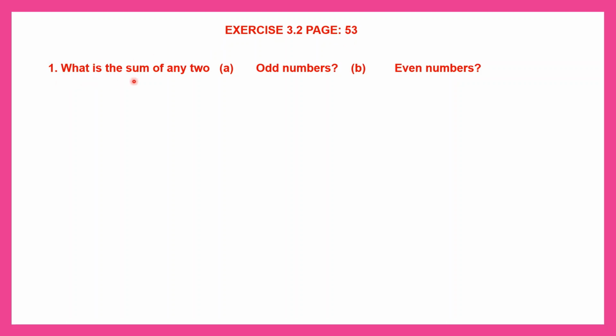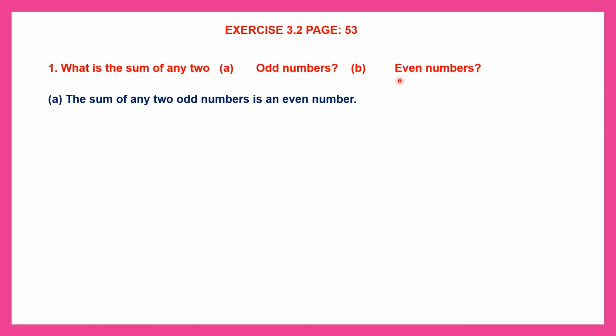Question 1. What is the sum of any two odd numbers, any two even numbers? So when we add up two odd numbers, what do we get? Let's take an example. Now let's take two odd numbers 3 and 5. 3 plus 5 is 8. So as you can see, when you take two odd numbers, the answer that you get is an even number. Let's write that down. So the sum of any two odd numbers is an even number.